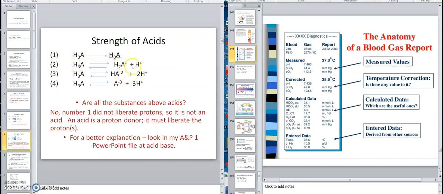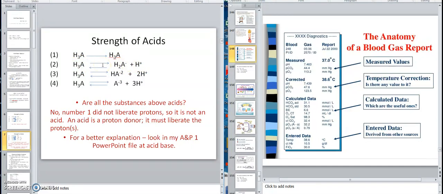So this is a weak acid. This is an intermediate acid. And this is a very strong acid. Why? Because it donated all of its protons. So therefore, to be a buffer, I need either this one or this one. I need a weak acid in equilibrium with its conjugate base.